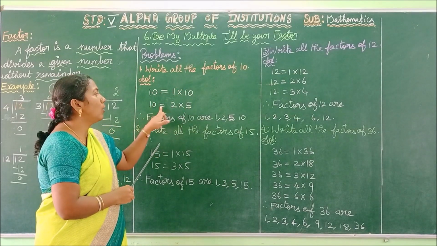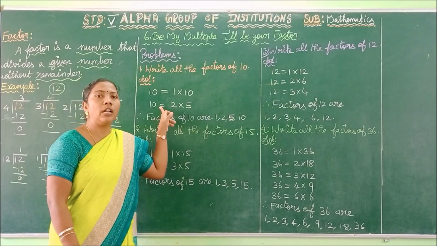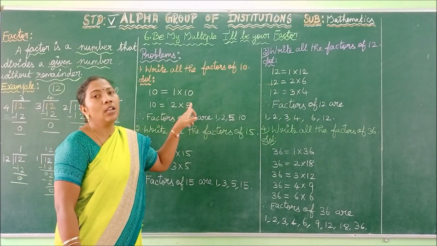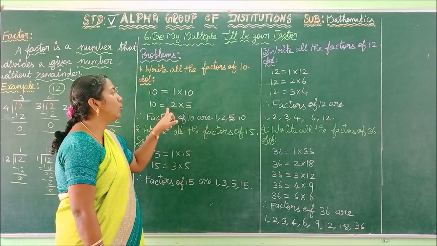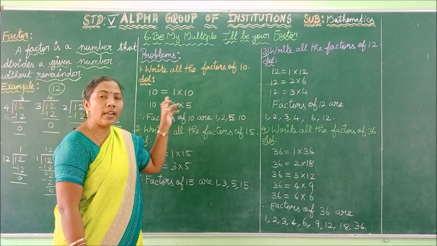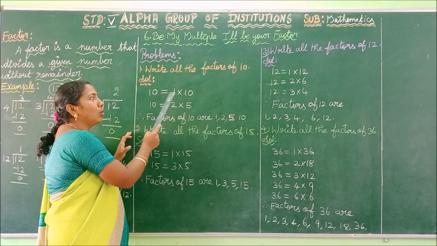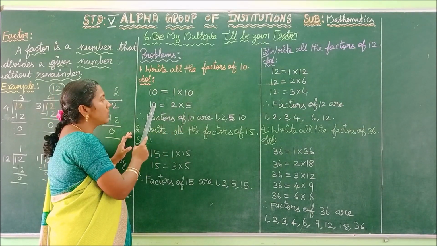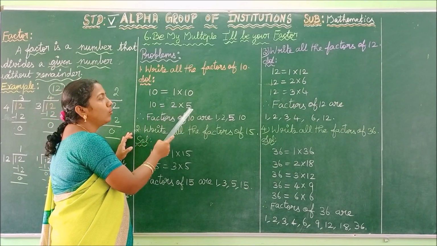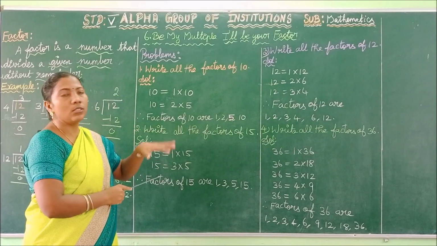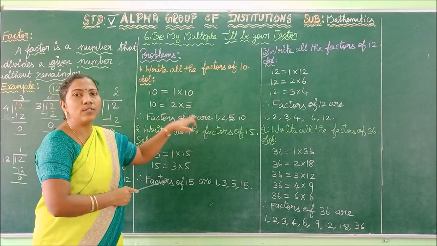Okay. 10 equal to, in which table will the 10 come? In the 2 table as well as in the 5 table. So here we are writing 2 into 5. Here you can write 5 into 2 also. Thus we can write 10 equal to 1 into 10 as well as 10 equal to 2 into 5. There are no other ways to write 10 as the multiple of some other number.